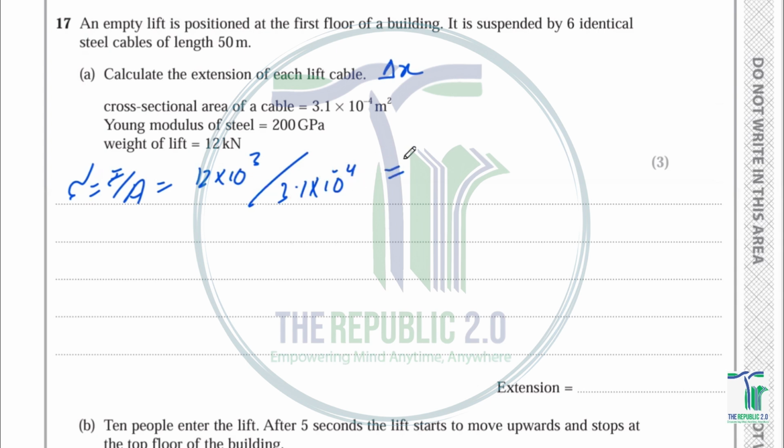I'm just going to divide them up, and I would be having 6.45 times 10 raised to the power of 6. That is how you're going to get yourself the stress. Now, I'm going to talk about the Young's modulus.